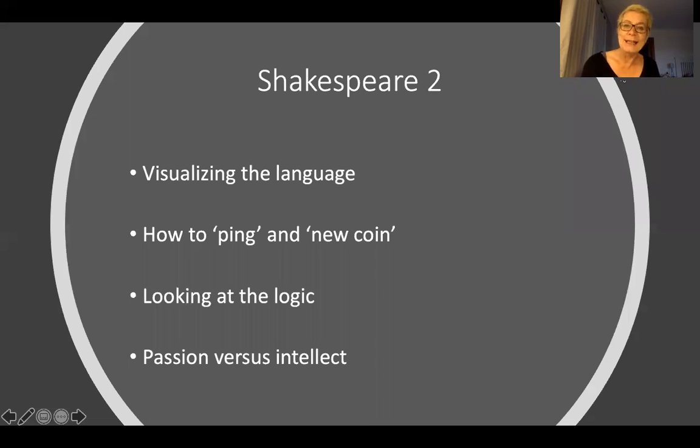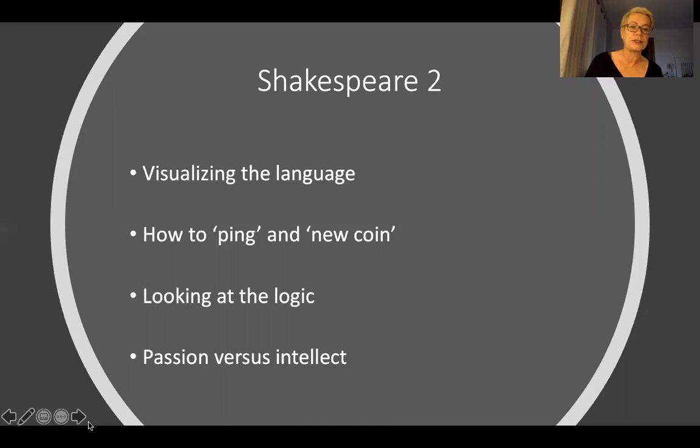Hi, everybody. So this video is a recap of what we did in class this week. We're going to be looking at how to visualize the language of Shakespeare, how to coin and freshly mint words, and how we can look at the logic of a speech and share the thought processes with the audience through being aware of the logical sequential progression of the speech. We'll also touch base on the video embedded on this week's Moodle page from John Barton, Passion versus Intellect, and on issues that come from that subject.